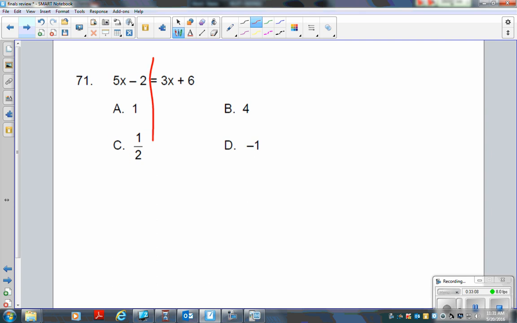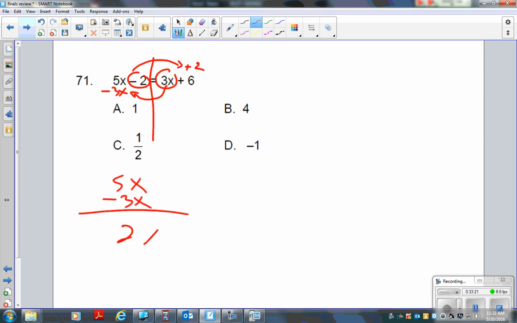Whenever you have x on both sides, you have to bring them to the same side for it to work. And every time somebody crosses over, you change the signs. So I got 5x, take away 3x, that's 2x. On the other side, I have 2 plus 6, which is just 8. If you divide by 2, x is 4.